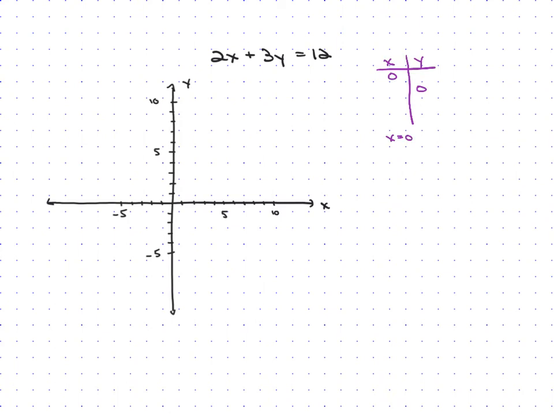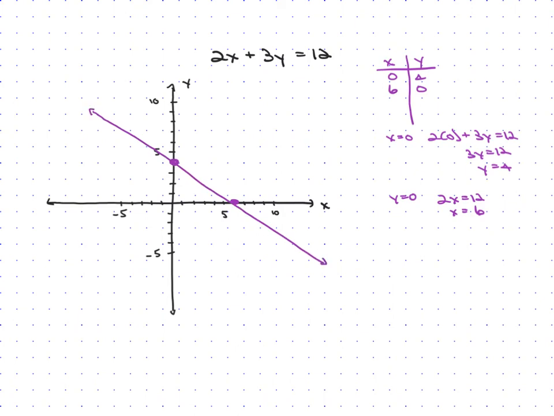When x is 0, I'm going to get 2 times 0 plus 3y is equal to 12. 3y is equal to 12, and y is equal to 4. All right, and then when y is equal to 0, I know that this term is going to turn into 0, and I'll simply be left with 2x is equal to 12, and x is equal to 6. And now that I have 2 points, I'm going to plot that. 0, 4, the y-intercept, 6, 0, the x-intercept, and then I would take a ruler, a straight edge, and connect those points and extend it throughout the coordinate plane to graph my line.